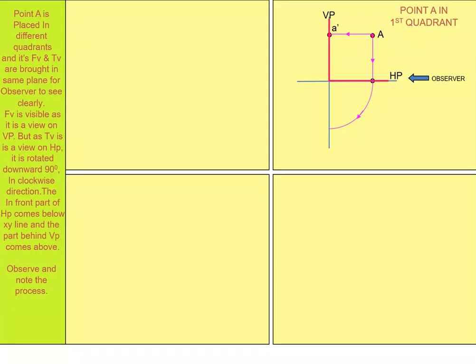Afterwards, you are supposed to rotate the horizontal plane from 0 degree to 90 degree. So you are going to get another point there. Name it as A. So that is the convention of going with the drawing.